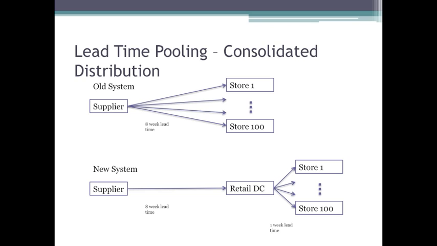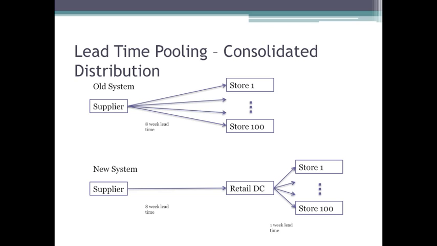First, we have what's known as consolidated distribution. The idea here is, suppose we have a long lead time from the supplier to each of our stores. Well, what's to stop us from putting in a distribution center so that distribution center orders from the supplier and has the long lead time? But the lead time from the distribution center to our individual store is far less.